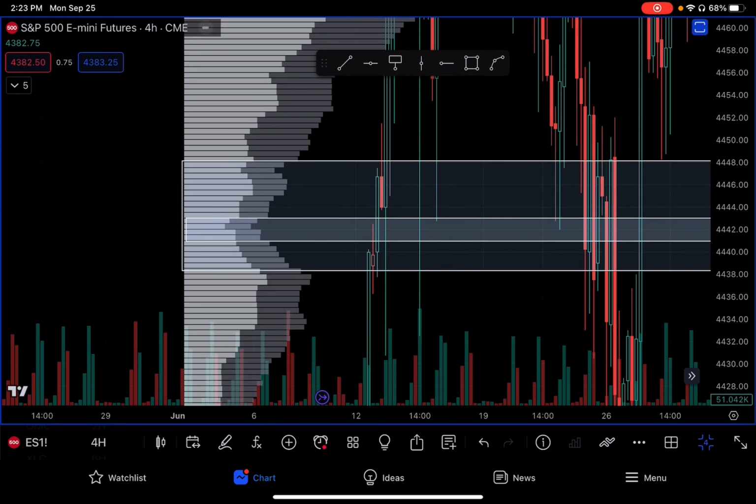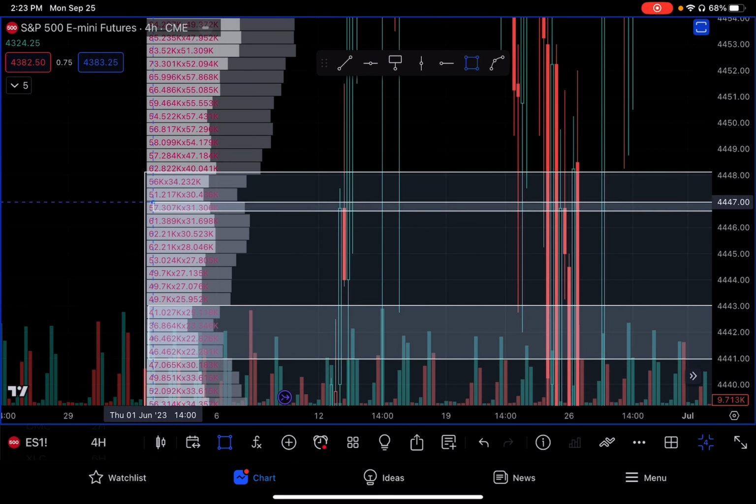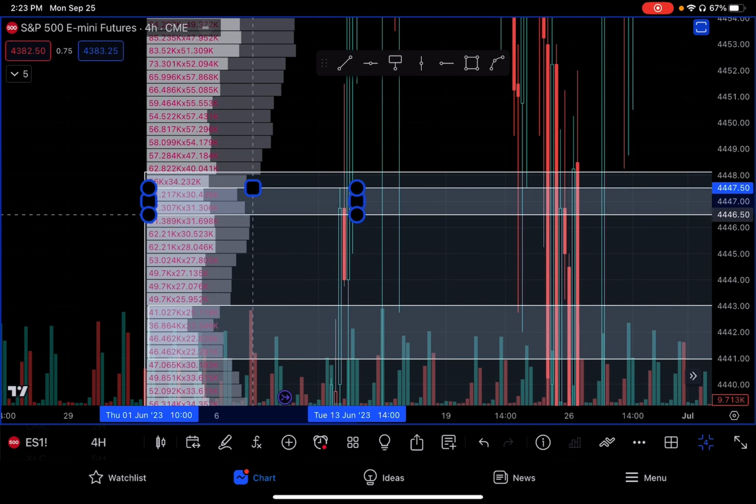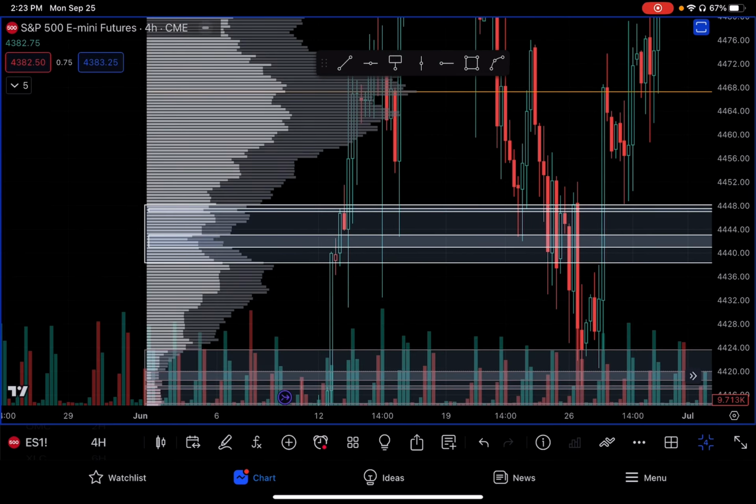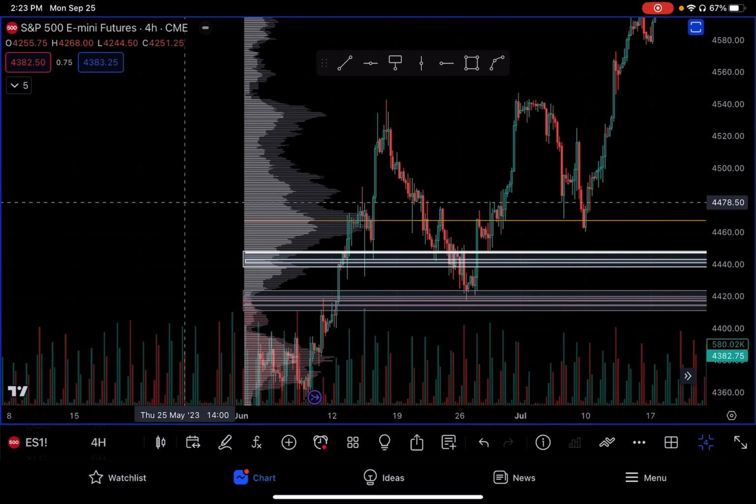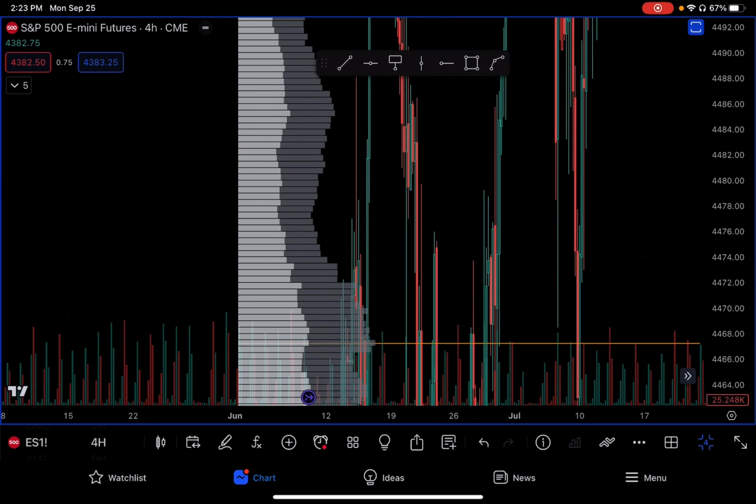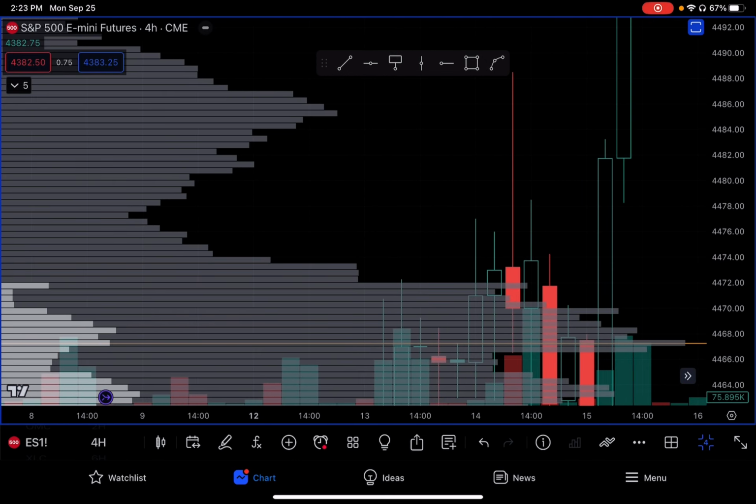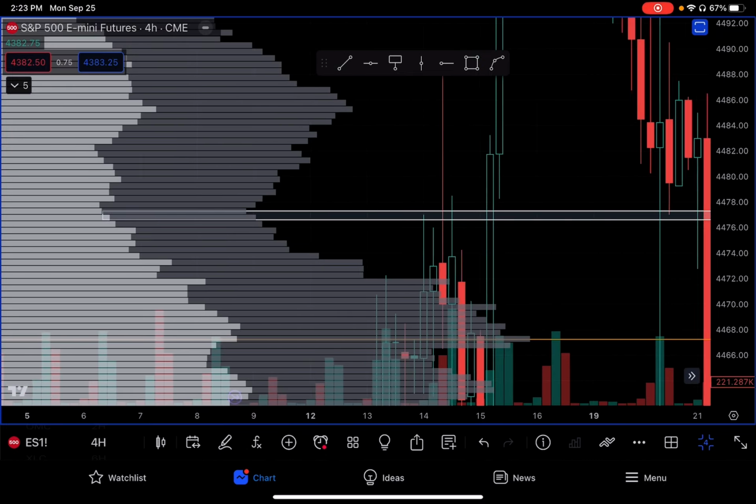Okay, so there's that one, and I want to mark this spot as well. Okay, so that's our LVN down there. And then we want to mark our LVN up here. So this one is so symmetrical, which is nice. Makes it easy.